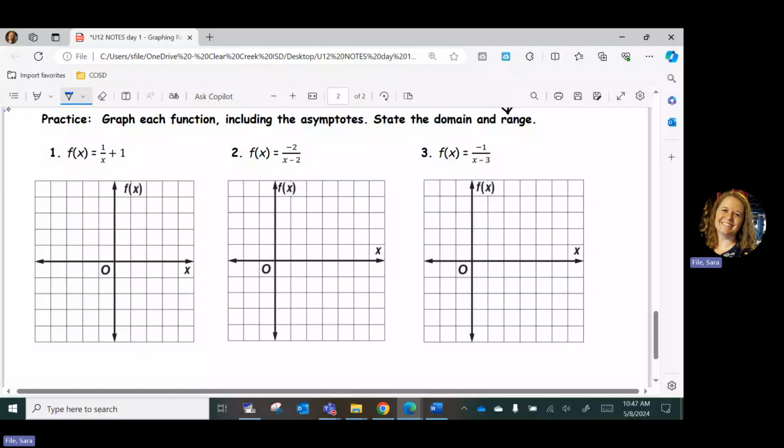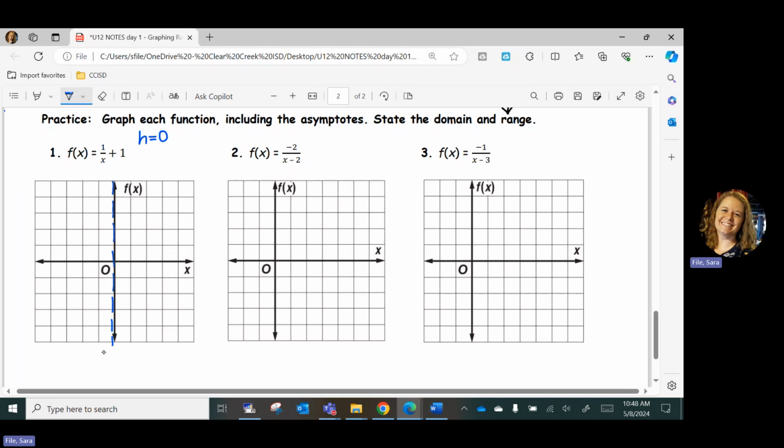So we want to be able to identify H and K. So I don't have to switch colors back and forth a bunch of times, I'm going to do all the H's first. Okay, so H is what is subtracted from X in the denominator. Here, nothing. H is 0. That means that my vertical asymptote is at X equals 0.